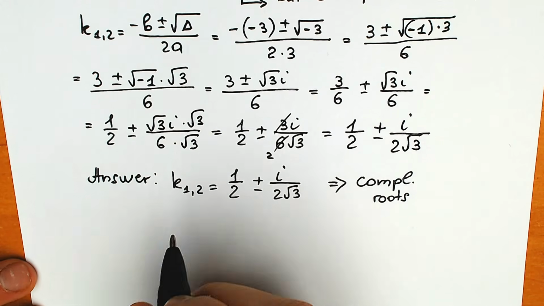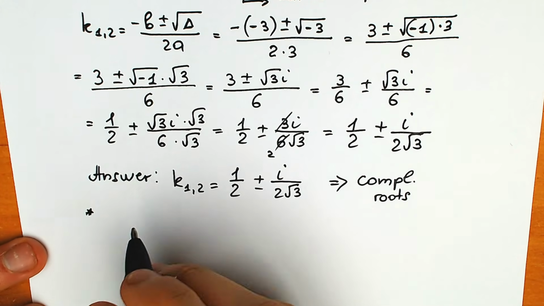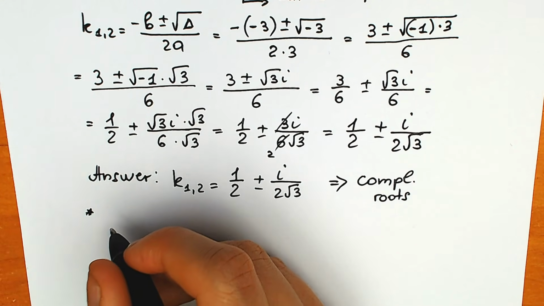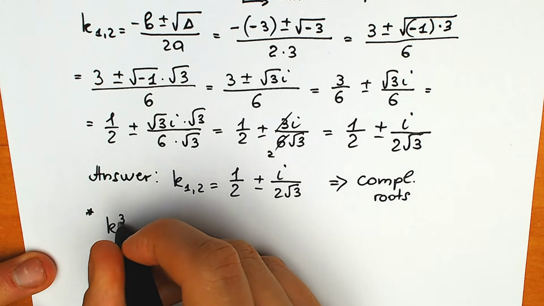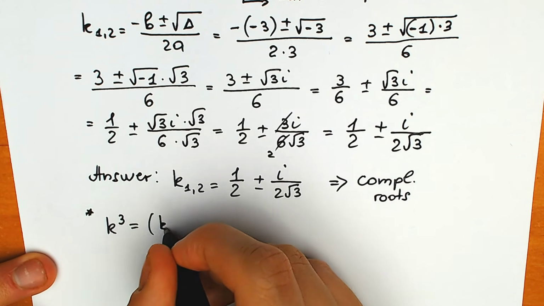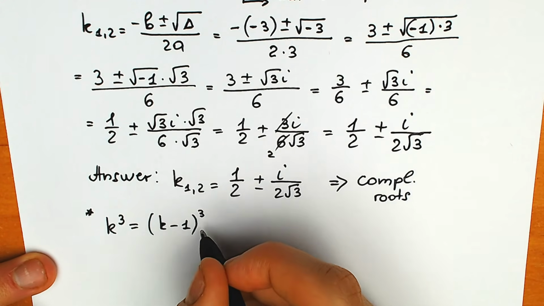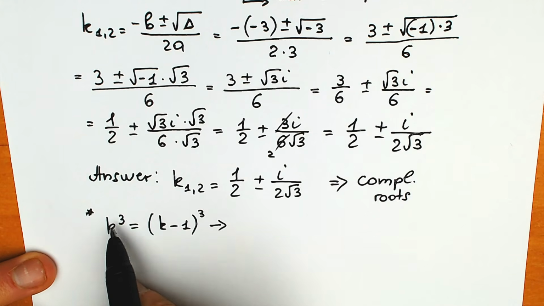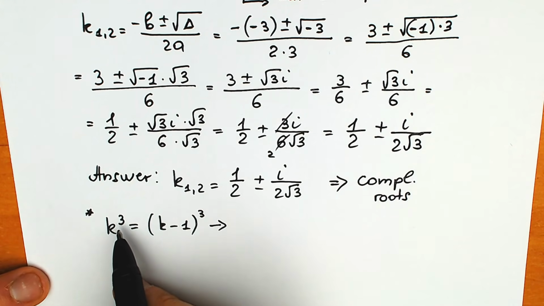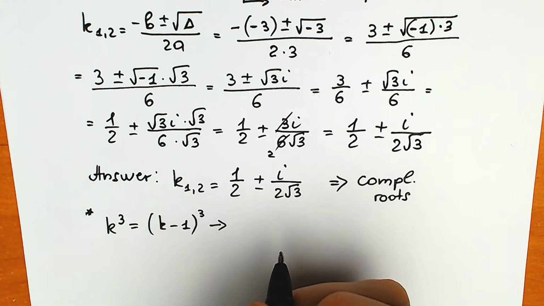First of all, I want to start with one really important moment, maybe the most important moment right here, because we call it the fundamental theorem of algebra. When we have, for example, k cubed equal to (k minus 1) cubed, to the third power, according to the fundamental theorem of algebra, when we have the third power as the highest power, it means that we have 3 roots in total.